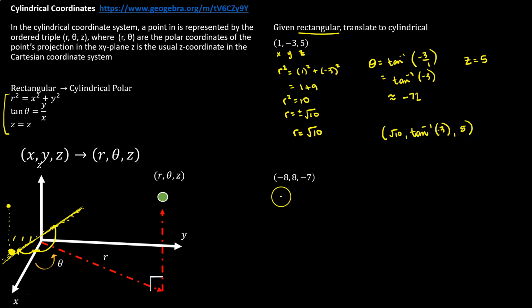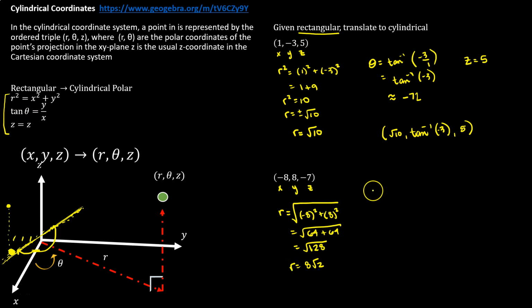Goodness. All right, let's try one more. Given x, y, z, let's find r, theta, and z. So r is going to come from that Pythagorean theorem, and I'm going to jump straight into that square root there. So we have -8 squared plus 8 squared. That looks like 64 plus 64, which is 128. And we can try and simplify that. That comes down to 8√2. So we have our radius. Next, we need to find our theta.